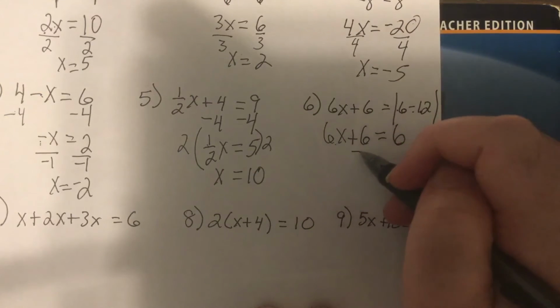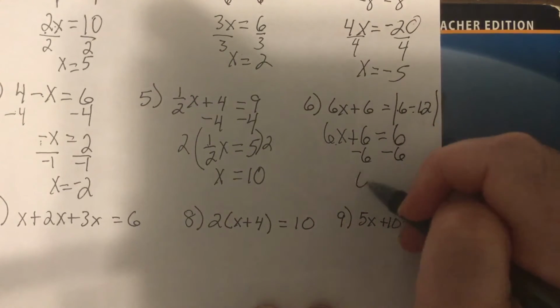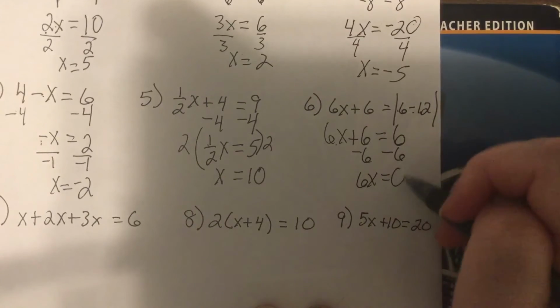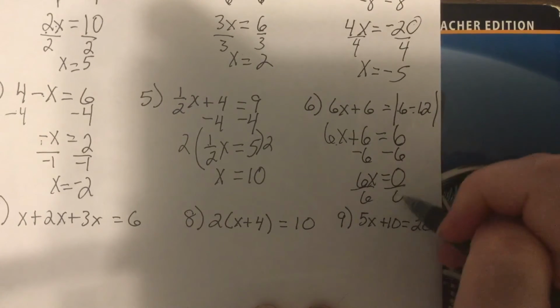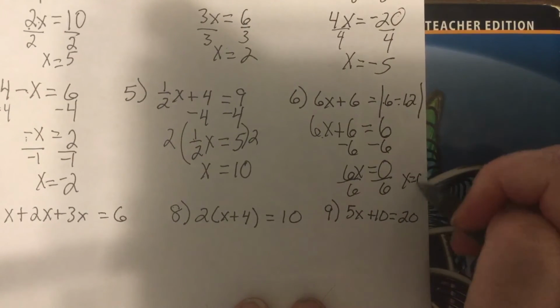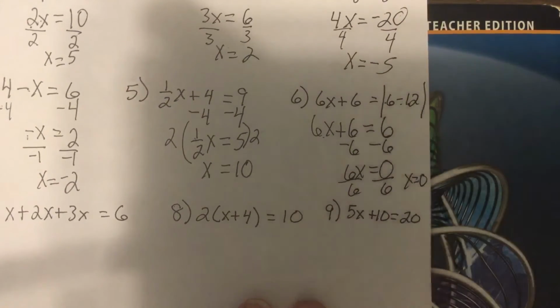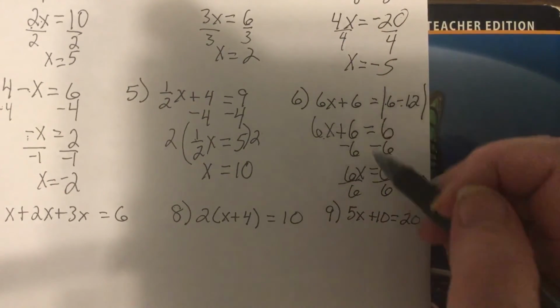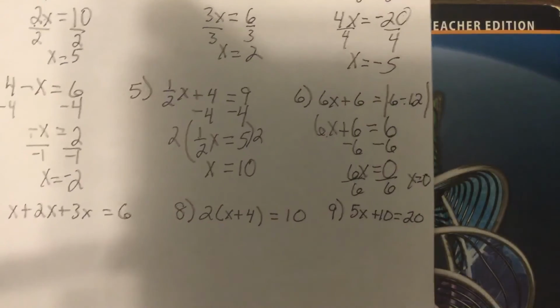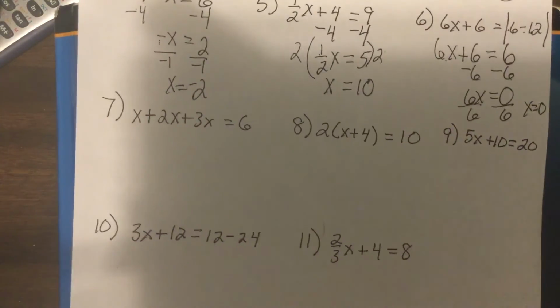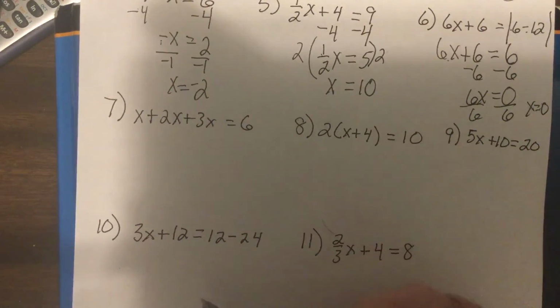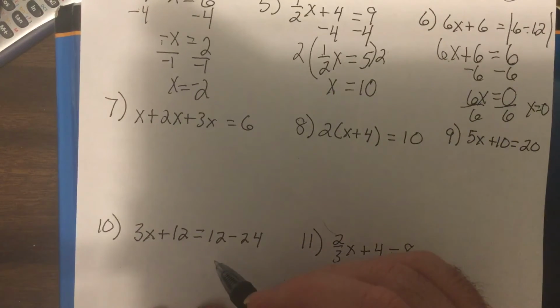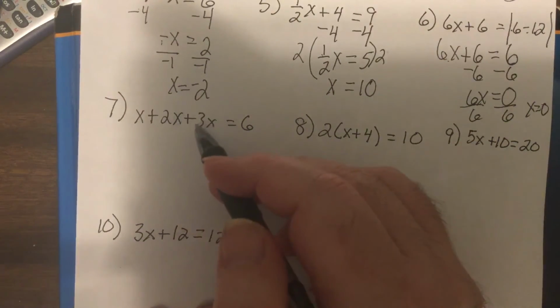So get the 6x by itself. So I'm going to subtract 6. And then divide by 6. So x equals 0. Now, if you line up the equals, you tend to make fewer mistakes. See if you can figure out 7 and 8 for me right now and then turn me back on.